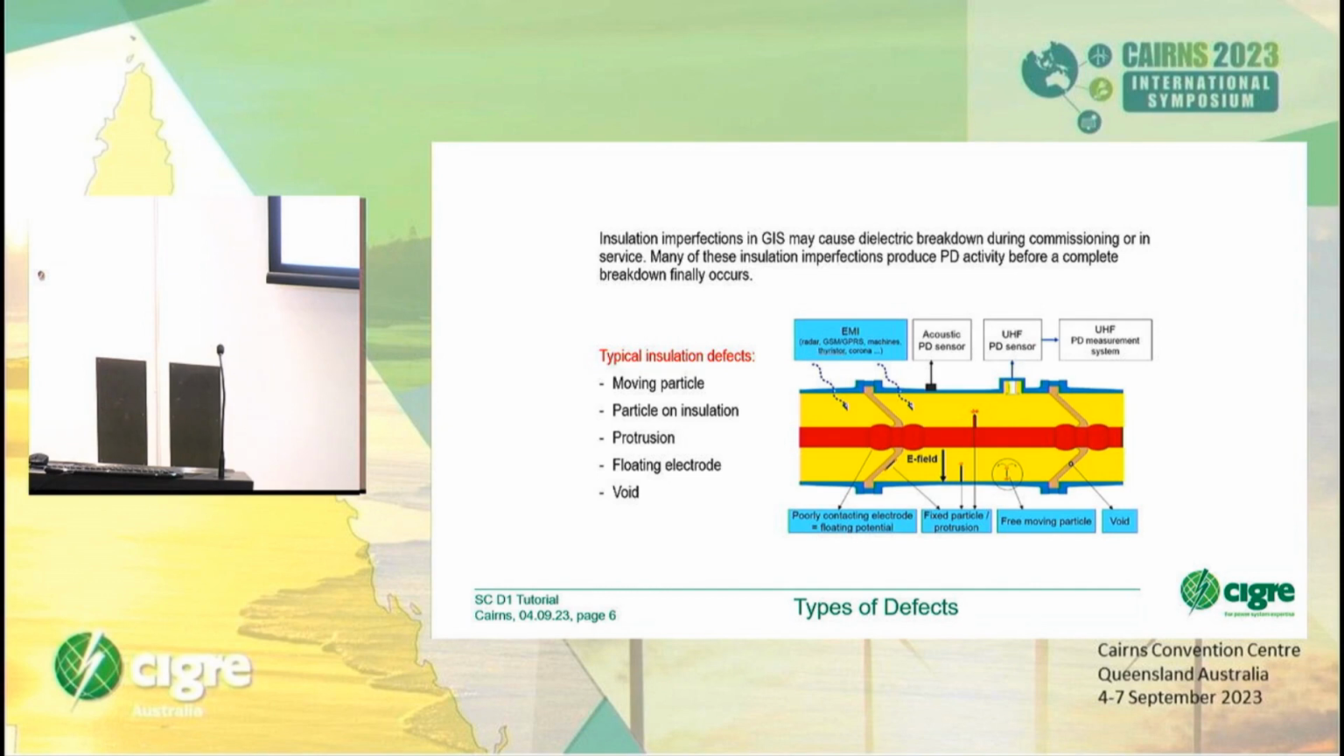And what else? We have some defects. Normally, and this is really the standard situation, we have no defects in the GIS. But as you know, people are working on these modules, on the GIS manufacturing. Some trouble can occur, and sometimes we have some free particles. There's a free, moving particle here, it's not really shown.